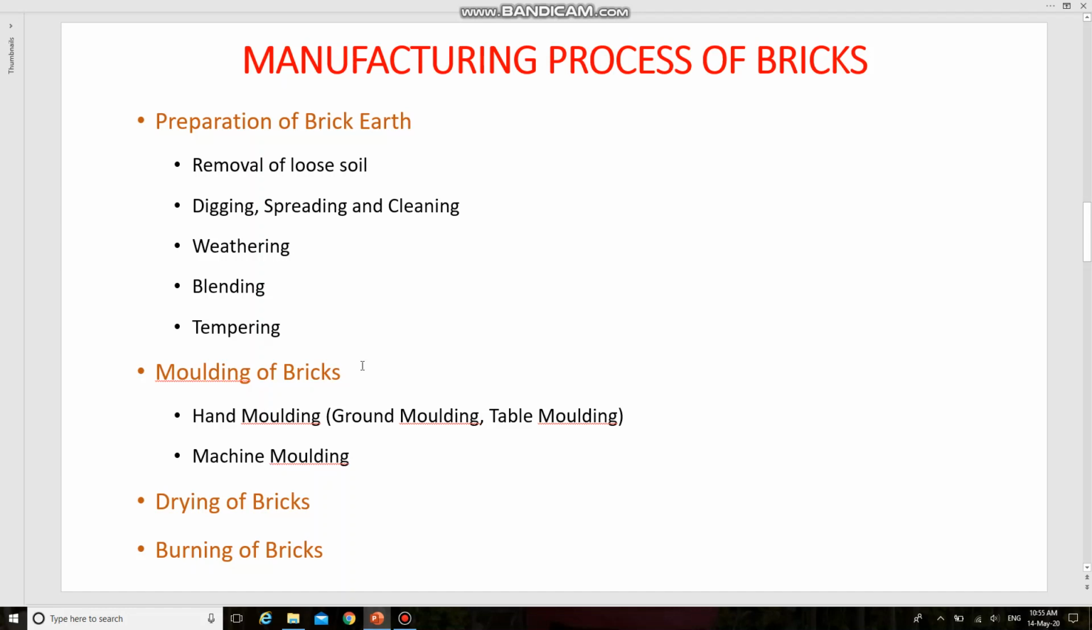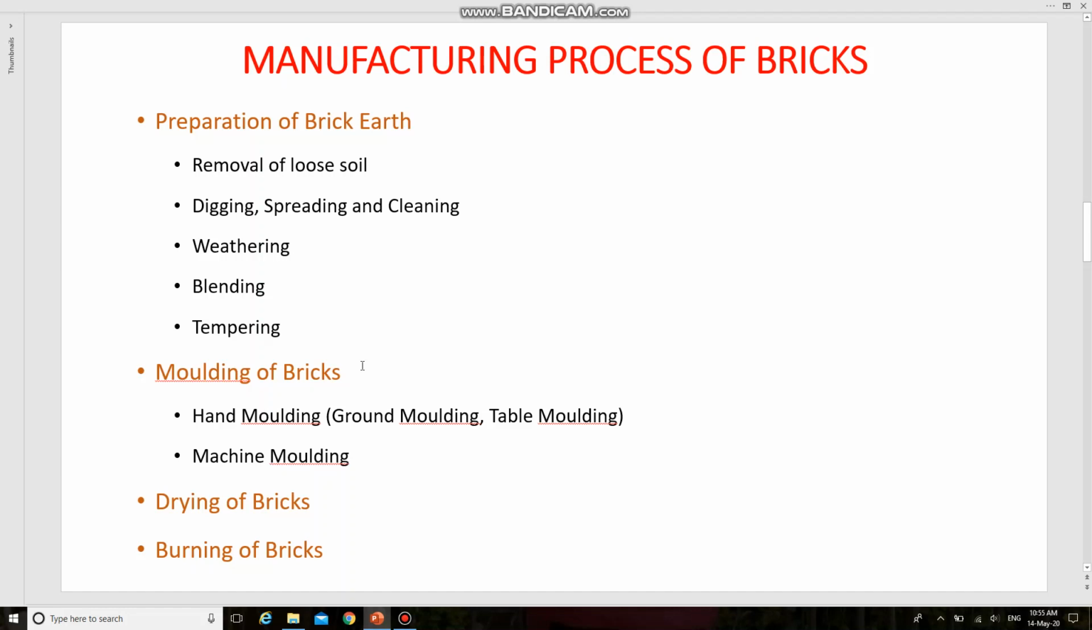So third step is drying of bricks. After the bricks are molded, they are dried. This is done on specially prepared drying yards. Bricks are stacked in the yard, 8 to 10 bricks in each row. Bricks are dried for a period of about 5 to 12 days approximately.